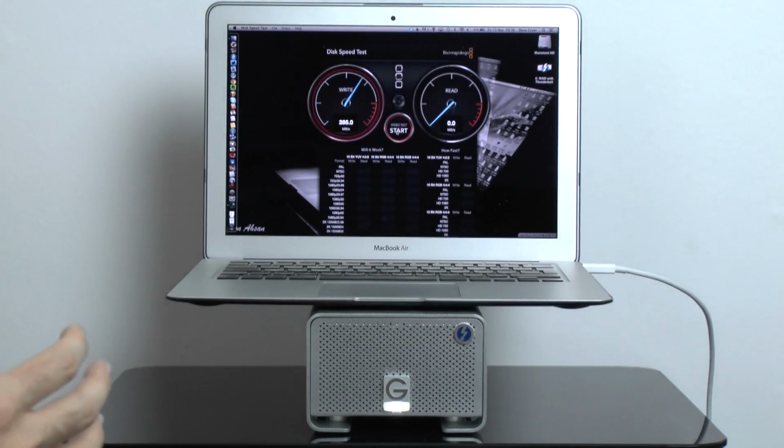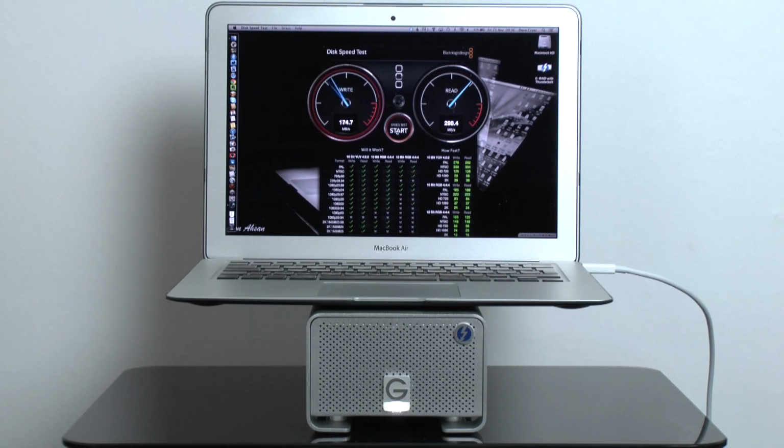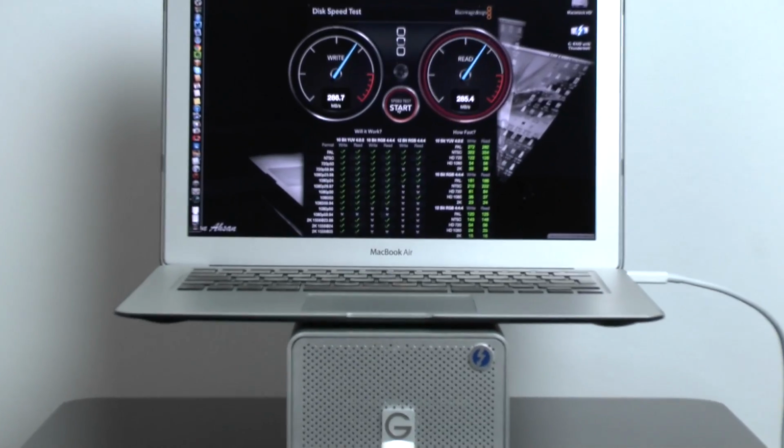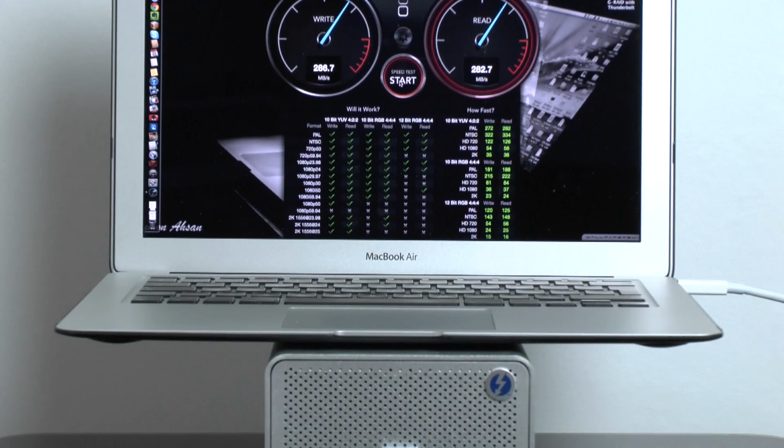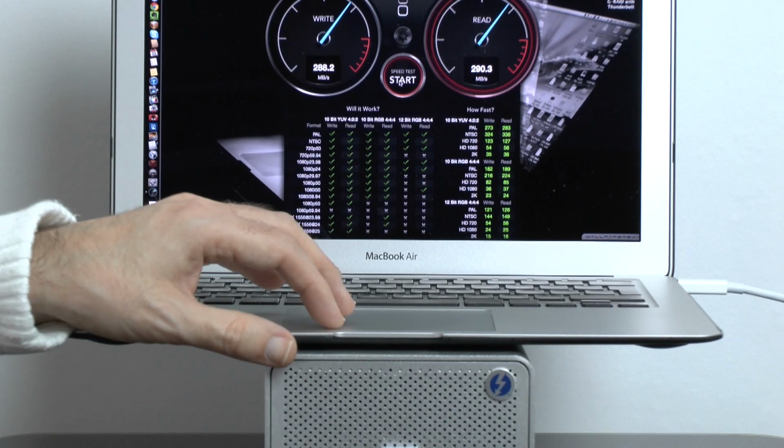Now, first of all, we can see, wow, the write speed there, 294.7 megabytes per second, and the read 298.4 megabytes per second. Let's give you a little close up of that. You can see this running through for a second time or third time now, 290.4 megabytes per second write, and 300.5 megabytes per second on the read speed. That is absolutely phenomenal. Very, very good performer.